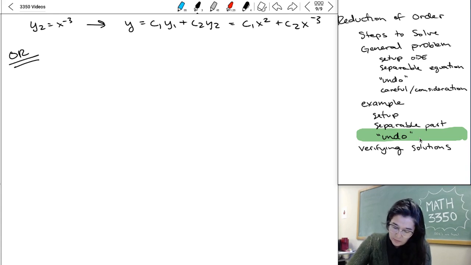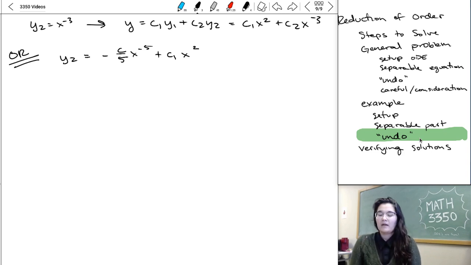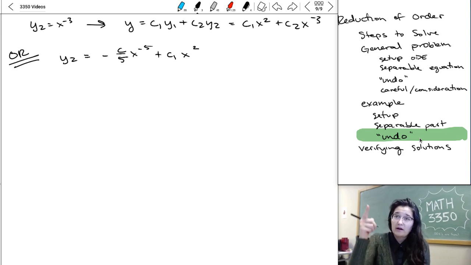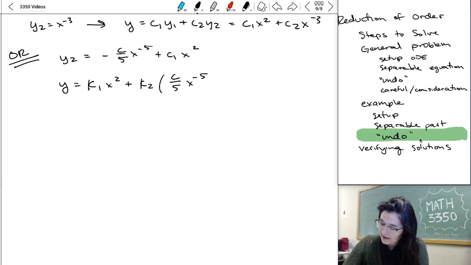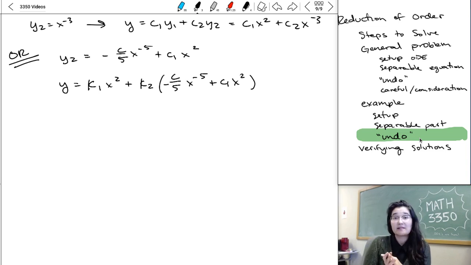Or when you're at this point, you might jump right to plugging into your general solution. So then you would say, okay, I guess that means y is c1, y1 is x squared, plus c2, y2, which I just found. I guess I'm going to make these k's because I've got a c1 over there. Negative c over 5 x to the minus 5 plus c1 x squared.